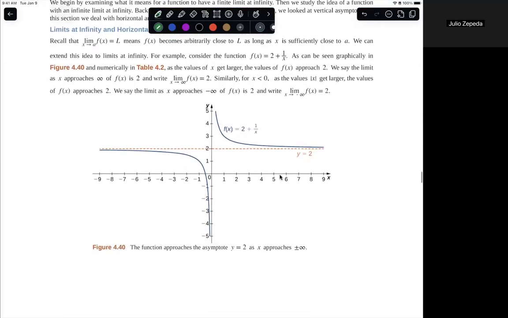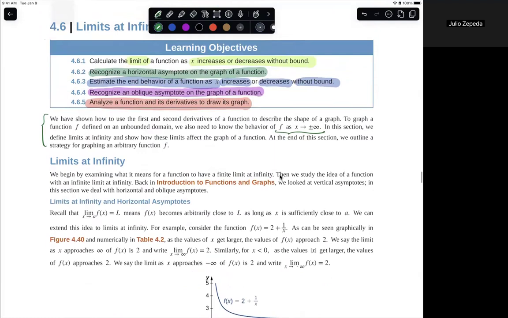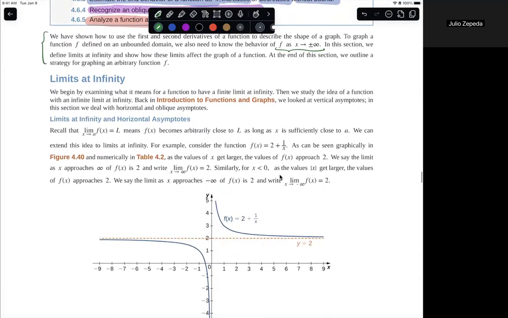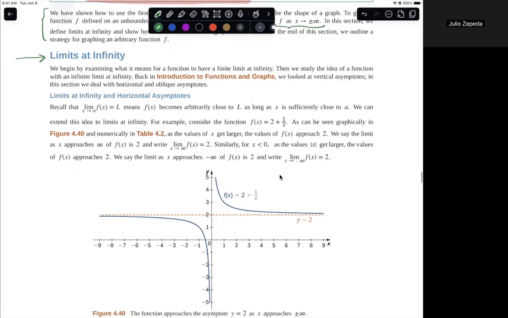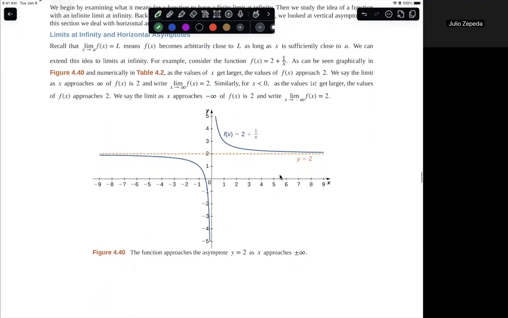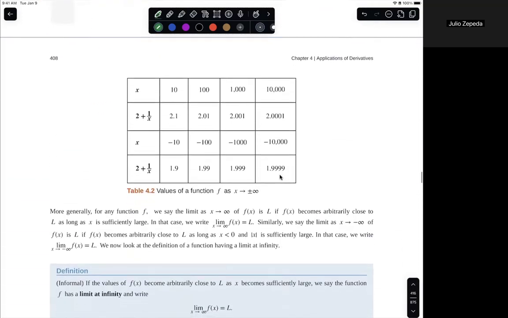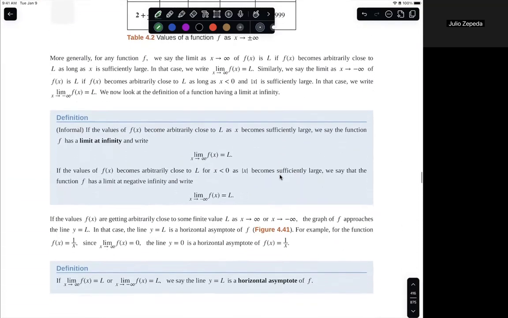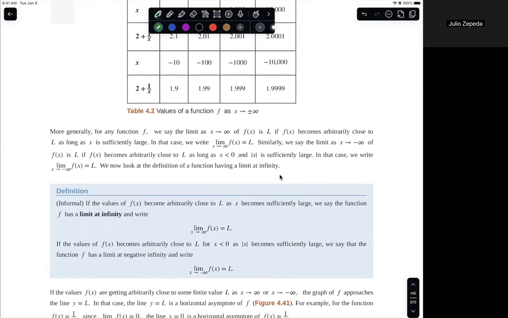So what we're looking at in this section is limits at infinity, right? That's the subheader here. Essentially, we want to look at, as we go really far out to the right or to the left, what is the behavior of a function? And so we're going to define a limit at infinity using this definition here.